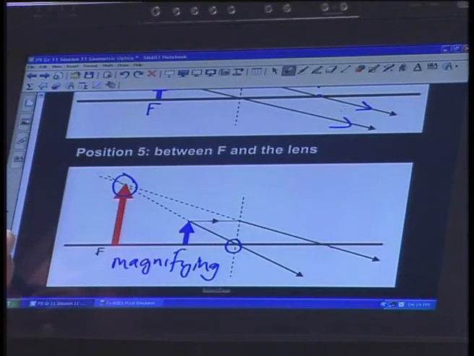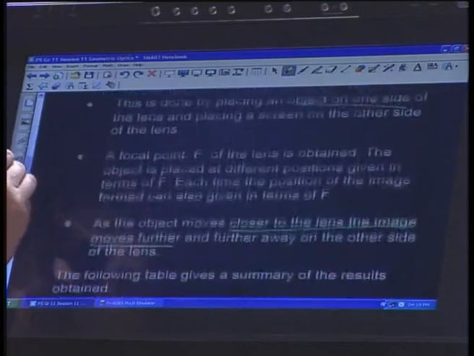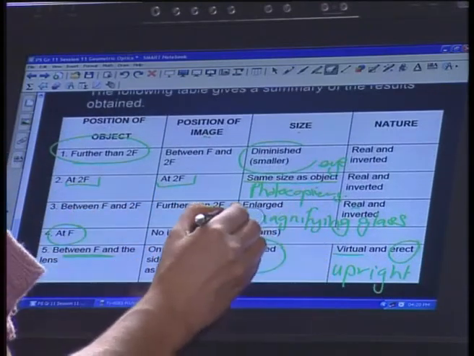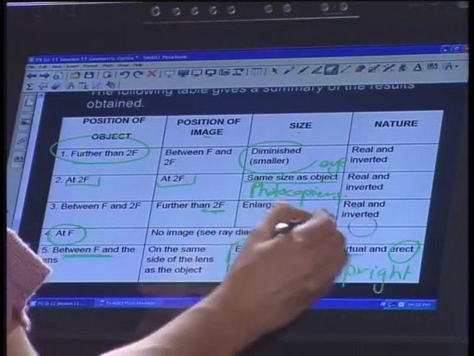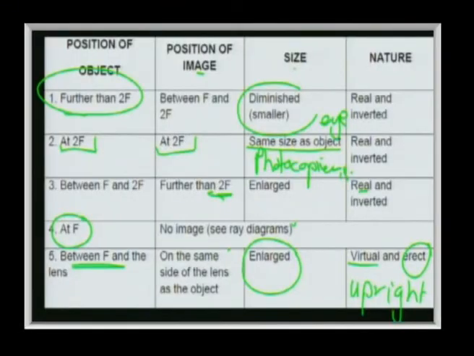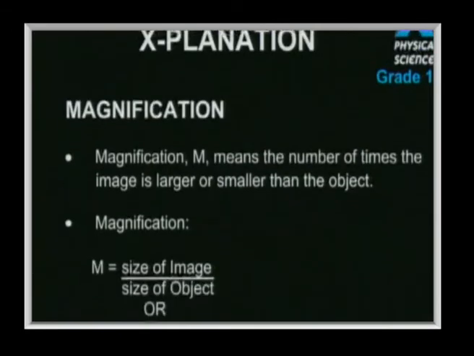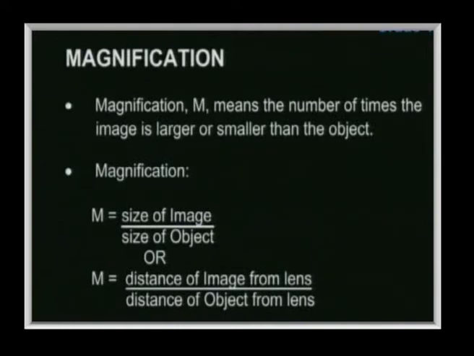Let's just look at the previous slide. I definitely gave you the wrong information over here. This is not an example of a magnifying glass. The magnifying glass would be over here for the fifth scenario where the object is situated between F and the focal point. If we move on to the next slide, we're going to look over here at magnification.